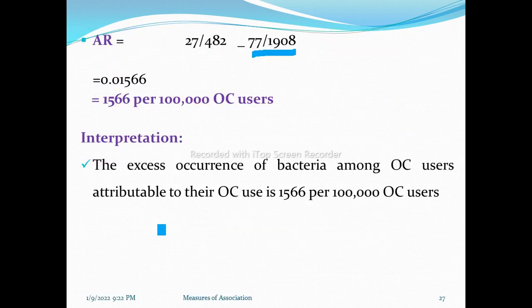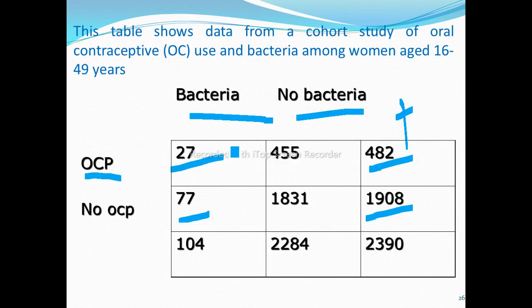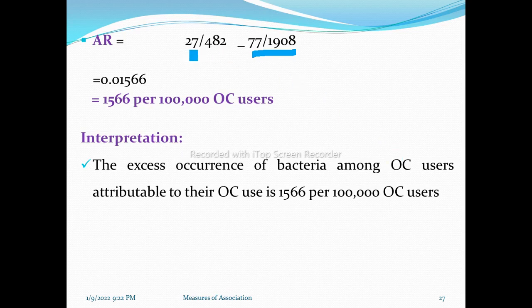By the way, it is similar to calculating relative risk. Now, by dividing 27 over 482 and 77 over 1908, we can get 0.01566. So this is known as attributable risk. To remove too many decimals, we can multiply by 100,000. So attributable risk in this study is 1,566 per 100,000 oral contraceptive users.